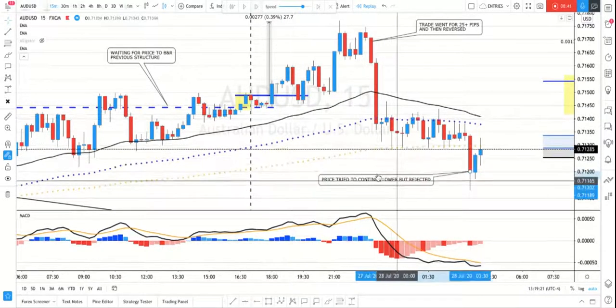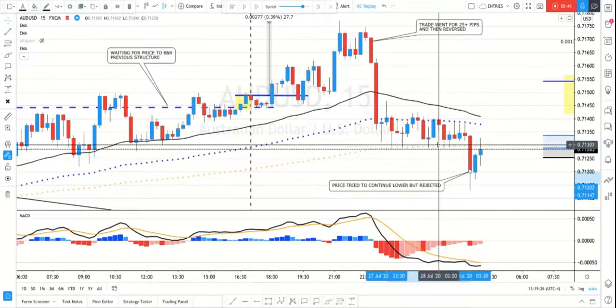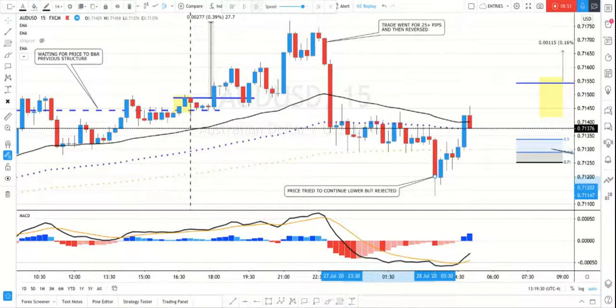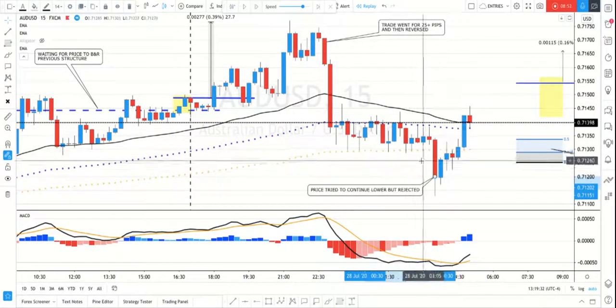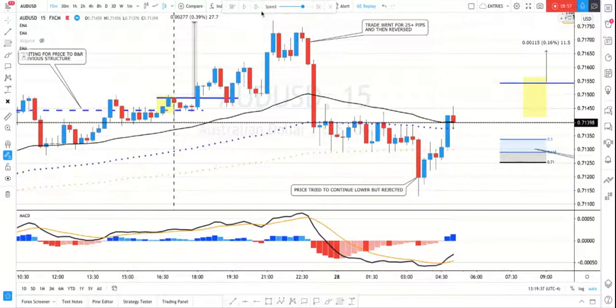So price tried to continue lower right here. Price tried to close beneath my 200 EMA, which is these orange dotted lines, but it got rejected. It actually got engulfed as it was rejected. So that's telling me that price wants to go lower, but the bearish momentum isn't strong enough now. So it has to try again later.